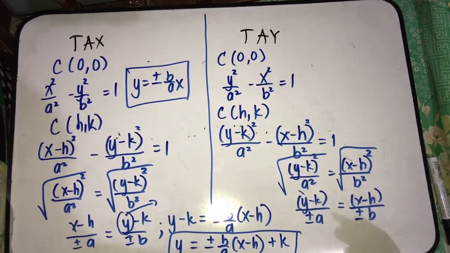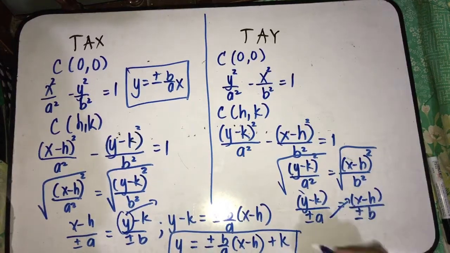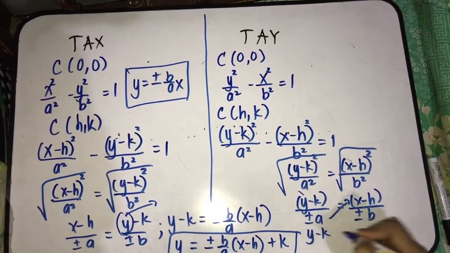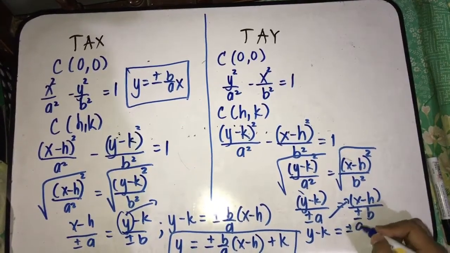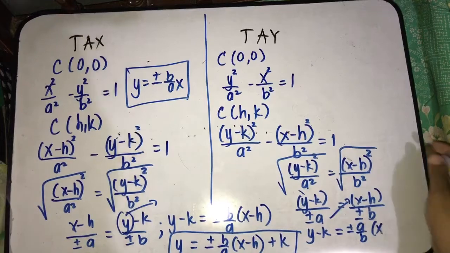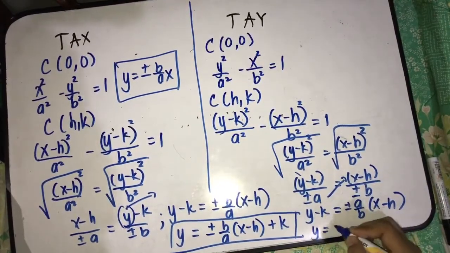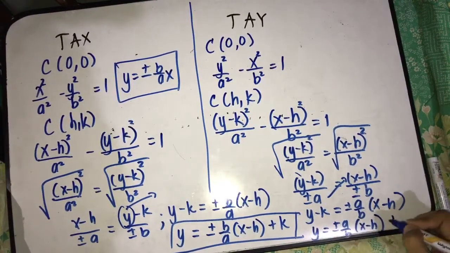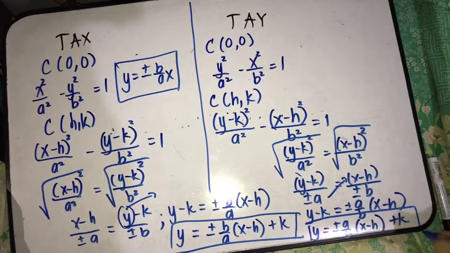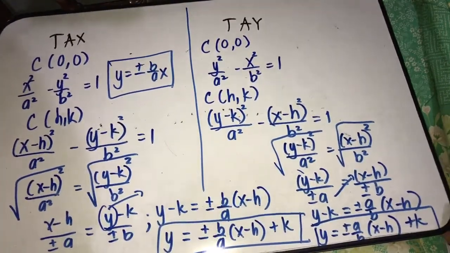Simplifying, we'll be having y minus k is equal to plus minus a over b times the quantity x minus h. Y is now equal to plus minus a over b times x minus h plus k. Therefore, this is now the equation of the asymptotes if the transverse axis is the y-axis.